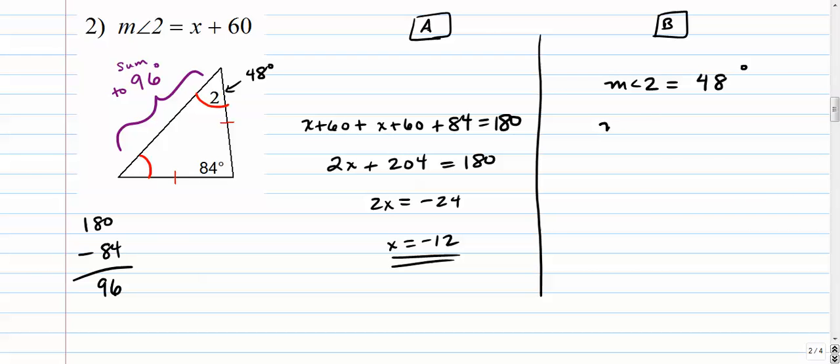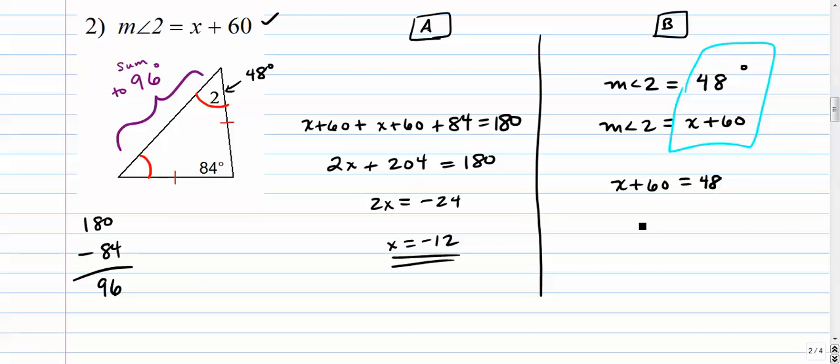All right, once you have that, the only piece of given information at the top here is that the measure of angle 2 equals x plus 60. Well, they're the same, right? If the measure of angle 2 equals 48 and also equals x plus 60, the transitive property tells us these are the same. So set them equal to each other: x plus 60 equals 48. Subtract 60 from both sides and you get negative 12. Same answer.